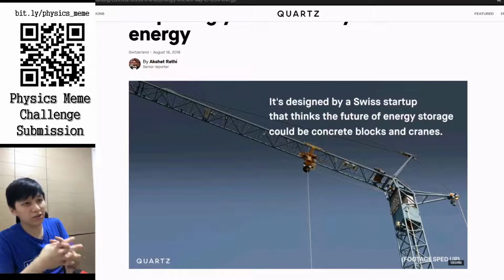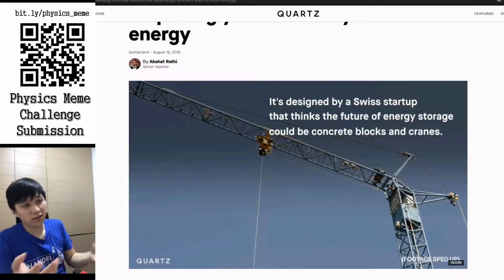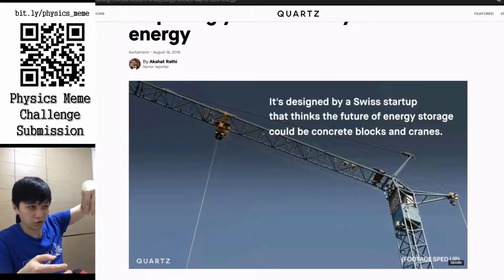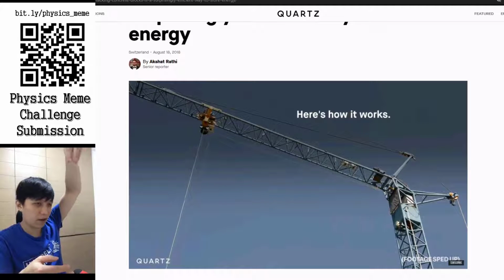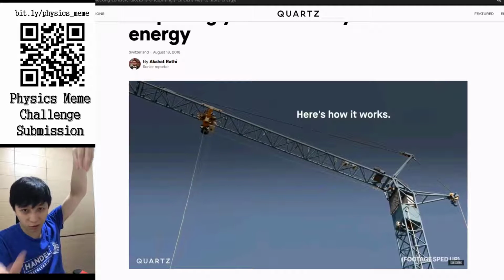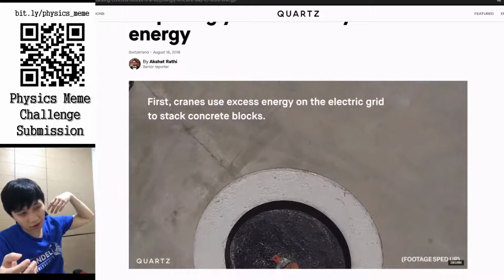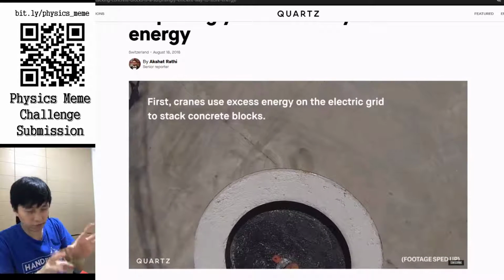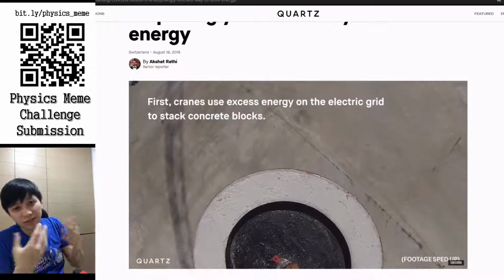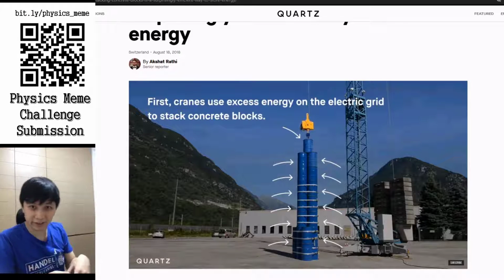So what they do is when there is excessive energy, they simply use a crane to move it up, and then you spend that energy onto it and store it there as gravitational potential energy. When you need that energy, you just take it back down.